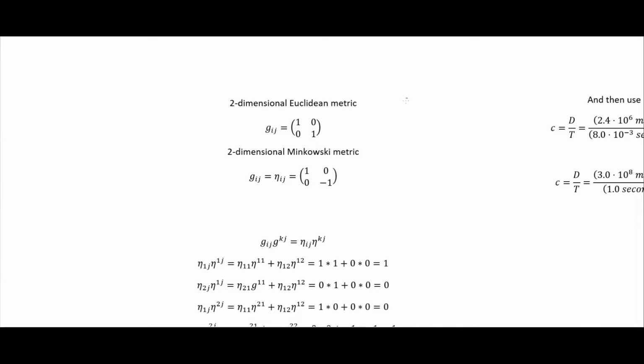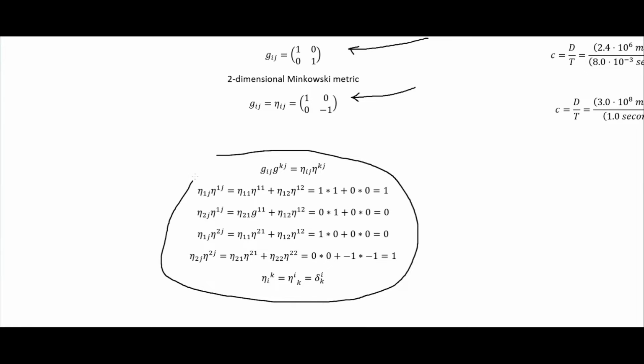And so here I have the two-dimensional Euclidean metric and the two-dimensional Minkowski metric, which I'm going to be using here in a little bit. And so here I just went over a little bit of index lowering and raising, which I'm going to go into in a lot more detail in the next video.